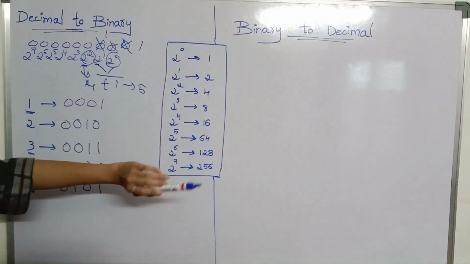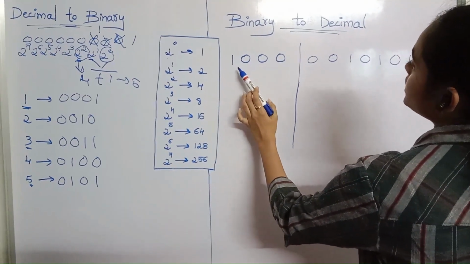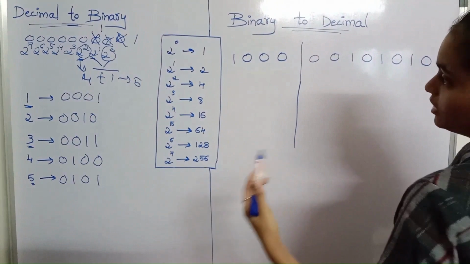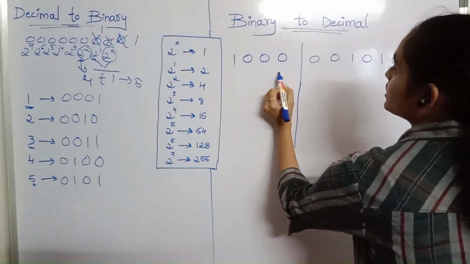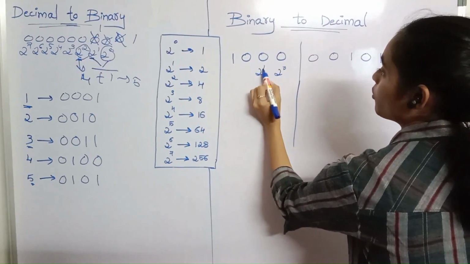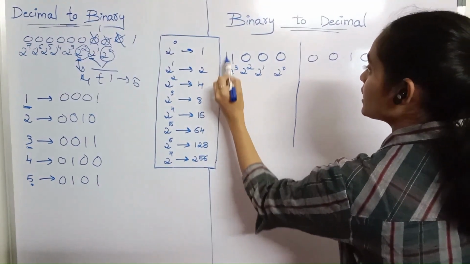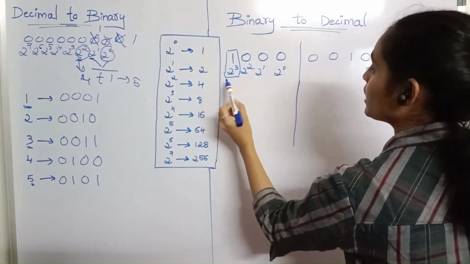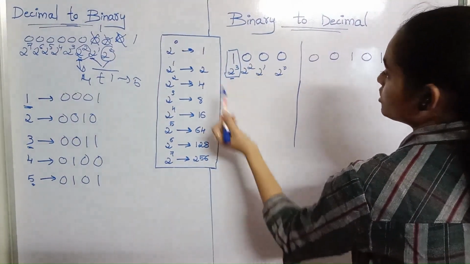Now we'll move on to binary to decimal conversion. Now let us convert these binary values into decimal values. As discussed earlier, we will be using the powers of 2 over here also. This is 2 power 0, 2 power 1, 2 square and 2 cube. So wherever 1 is there, that will multiply with 2 cube. Wherever 0 is there, that will multiply with 0 itself.